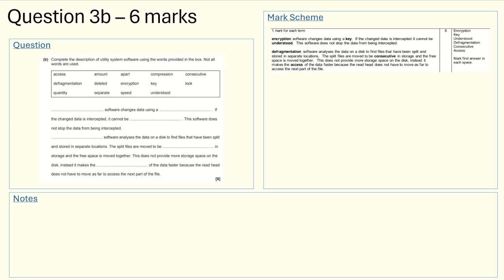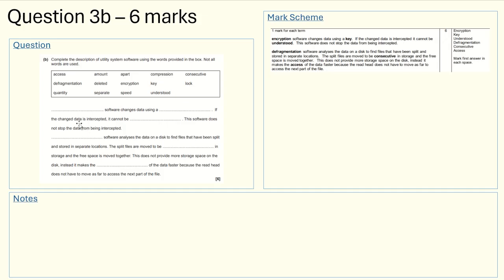So it's quite hard on this question to decipher what it is that this first paragraph, this first couple of sentences is actually talking about. So we need to try and get some clues out of this one to see what it is. So it says something software changes data using a something. Now, if we just take that sentence in itself, we're not going to be able to fill it in using these words. We need to go a bit further down to see what the context is of the question.